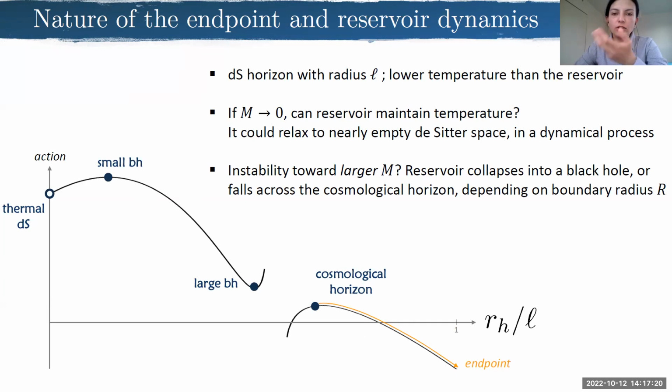If the cosmological horizon absorbs some radiation from the reservoir, instead of heating up, it cools down. So it absorbs more and more radiation so that almost all the energy of the reservoir is transferred to the system. But if the reservoir is losing its content, its mass, or its energy, it cannot act as a perfect reservoir that maintains the temperature. So eventually, the combination of the system and reservoir will settle down to a nearly empty de Sitter space, which is represented by this endpoint here.